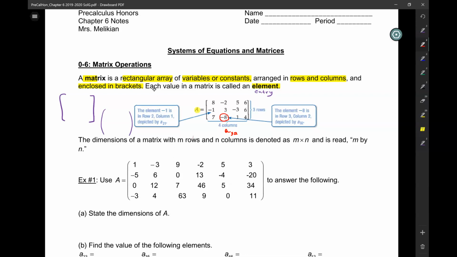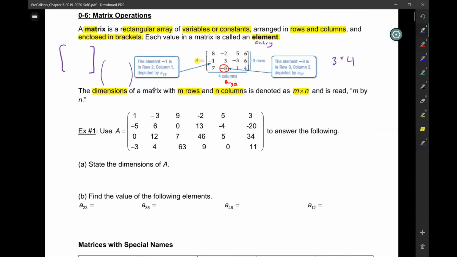Dimensions. The dimensions are the size of the matrix. And again, it's by rows and columns. So for the dimensions, we use M and N. The common convention is a matrix has M rows and N columns. So the dimensions will be written like this: M by N. So that's how it's read. So this one here, if it has 3 rows and 4 columns, the dimensions here are 3 by 4. If you say 4 by 3, it looks like a completely different matrix, right?